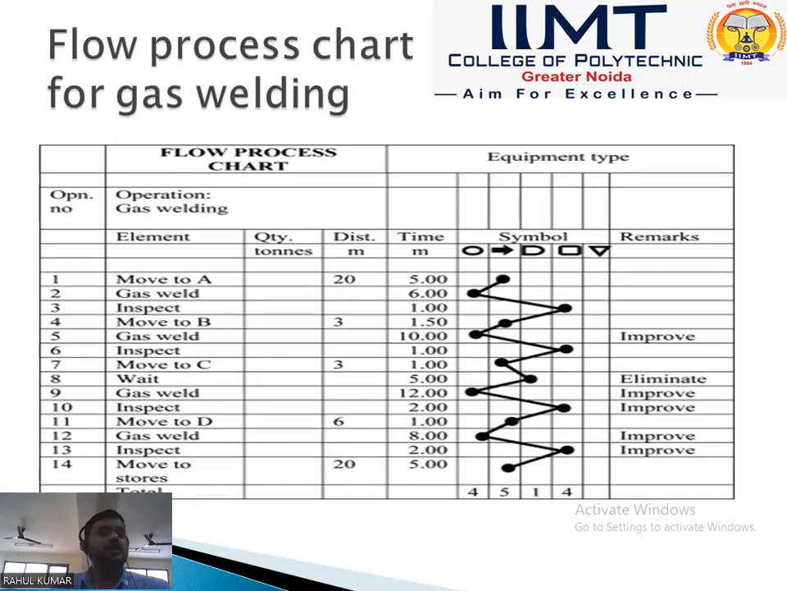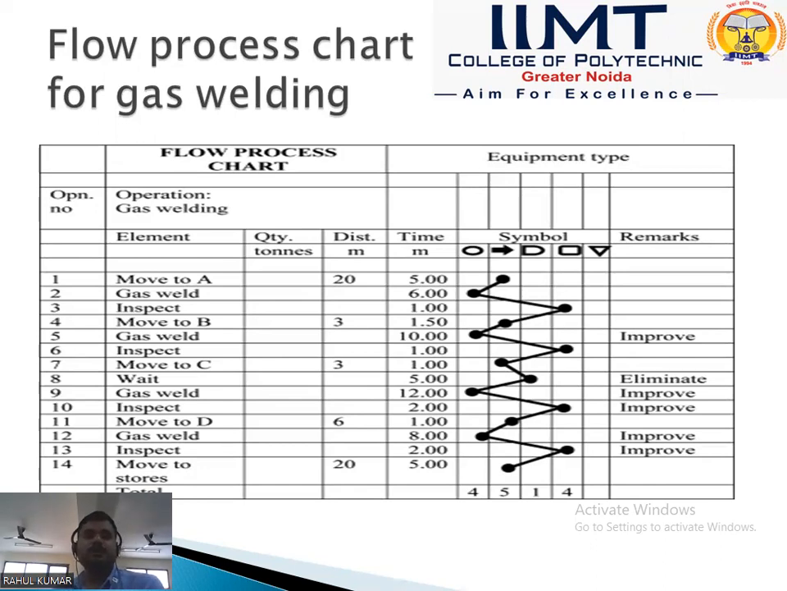After that, we are doing gas welding, which is taking 8 minutes. After that, we are inspecting. Then after completing all the processes, we move the product to the storage. This is an example where we used the flow process chart for gas welding.